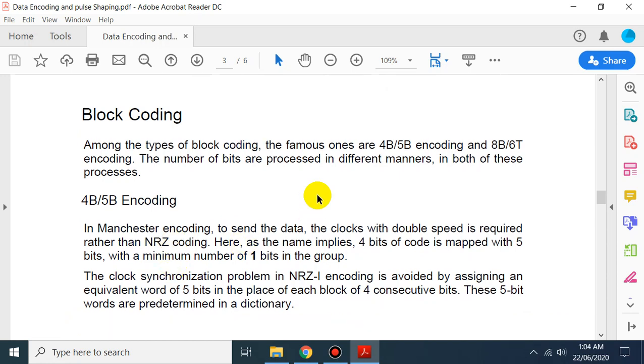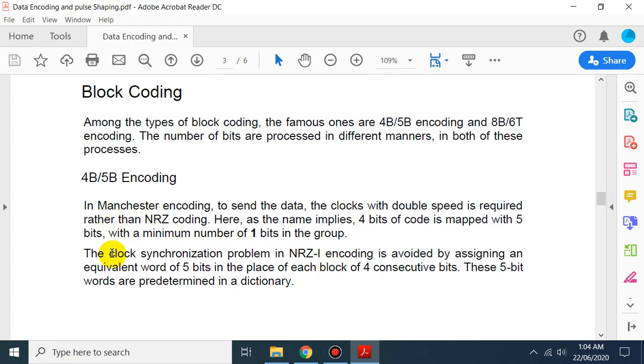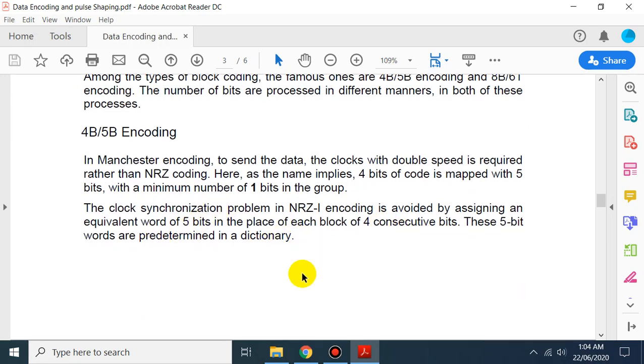As you see in Manchester coding, to send the data, a clock with double speed is required, rather than in non-return to zero coding. Here, as you can say from the name, 4 bits of code are mapped to 5 bits with a minimum number of 1 bits in the group. The clock synchronization problem in non-return to zero inverted encoding is avoided here by assigning an equivalent word of 5 bits in place of each block of 4 consecutive bits. These 5-bit words are predetermined in a dictionary here.